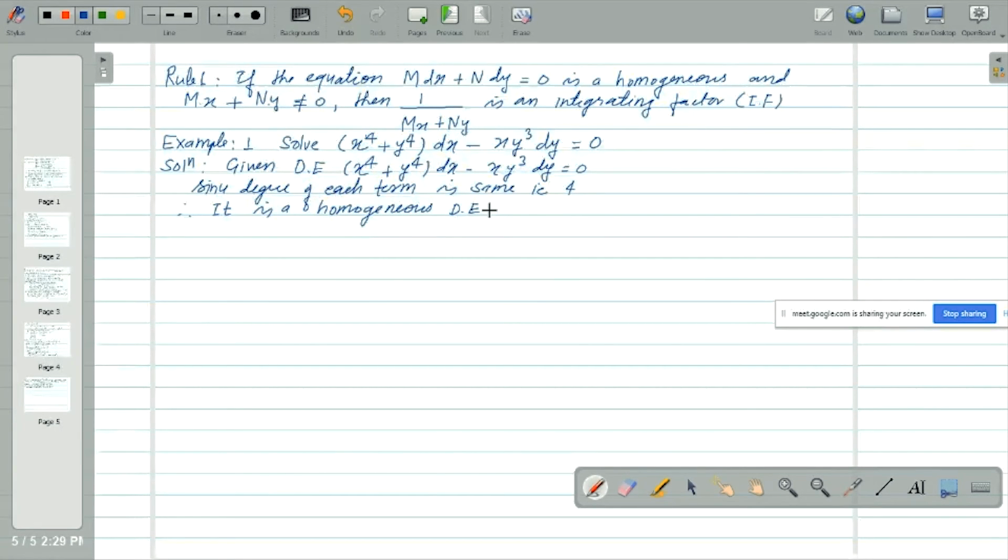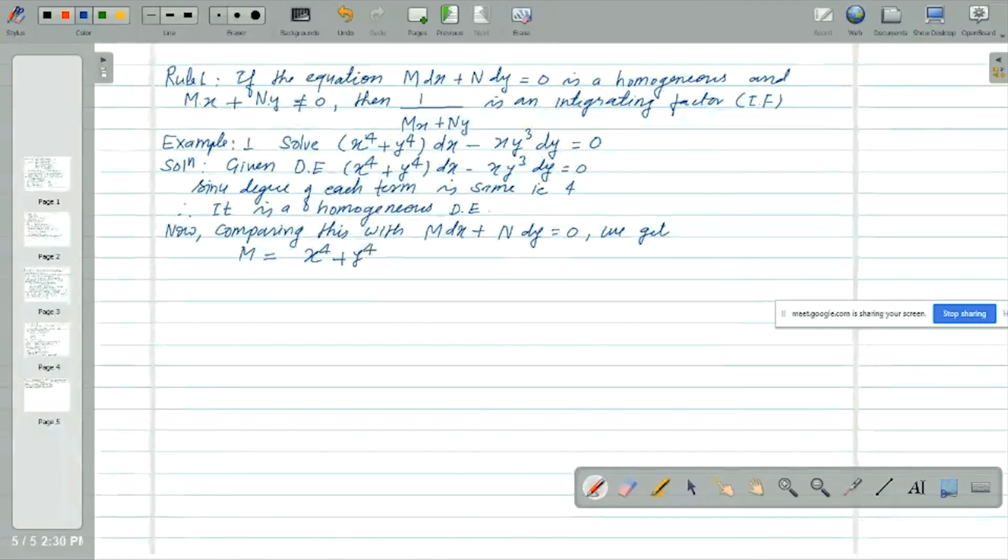Now comparing this with the standard form of differential equation, M dx plus N dy equal to 0, we get M equal to x raised to 4 plus y raised to 4, and N equal to minus of 4xy cube.